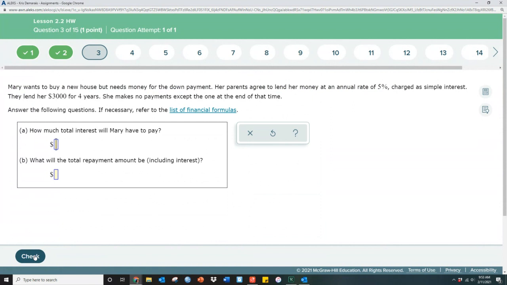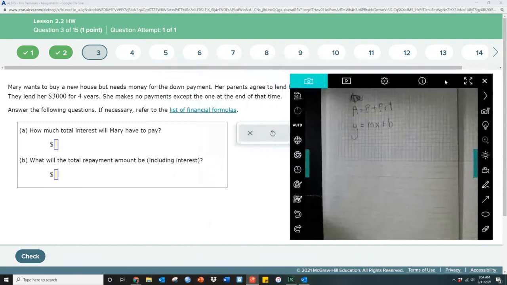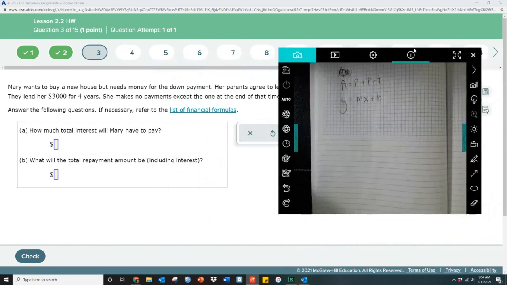It says Mary wants to buy a new house, but needs money for a down payment. Her parents agreed to lend her money at an annual rate of 5% charged as simple interest. They lend her $3,000 for 4 years. She makes no payments except for one at the end of that time. Answer the following questions. So, if that's the case, what we'll do is look at this from the perspective of filling it in.